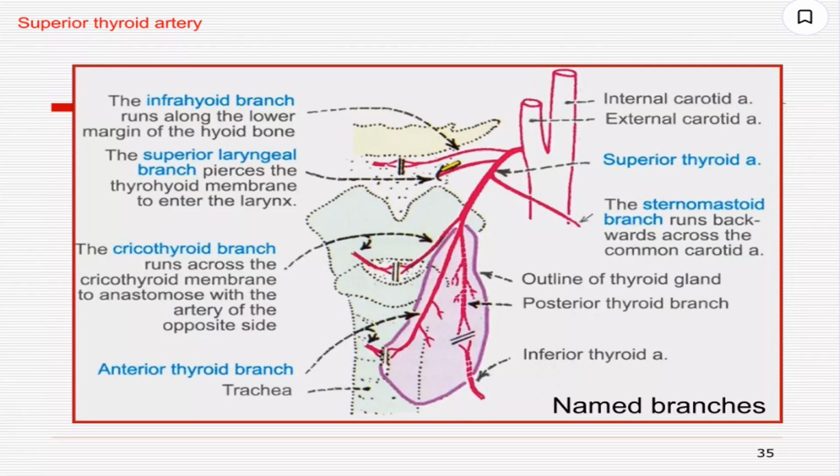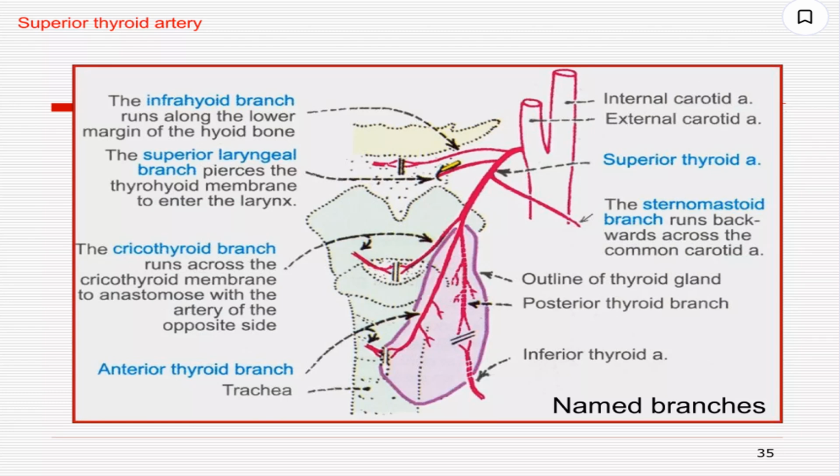We have five branches of the superior thyroid artery. So this is the common carotid artery, this is the external carotid artery, this is the internal carotid artery. From the external carotid artery, the first branch coming out is the superior thyroid artery, just below the greater cornu of the hyoid bone. That we all know. The first branch is the infrahyoid branch. See, this is the hyoid. This part running is the infrahyoid branch, which runs along the lower margin of the hyoid bone, and we have the superior laryngeal branch, which pierces the thyrohyoid membrane and enters the larynx.